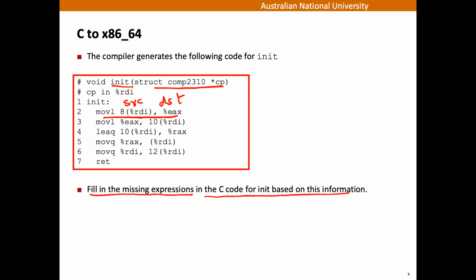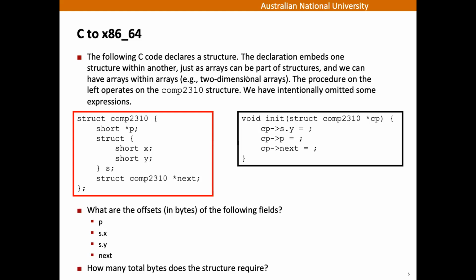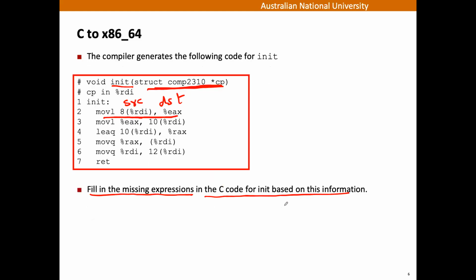Not shifting by it, it's adding 8 to whatever is in RDI and moving it to EAX. So what is that RDI plus 8? If the argument is passed in register RDI, then what is that RDI plus 8? Oh, we missed the diagram. So what is that RDI plus 8? It's s.x. So CP s.x.